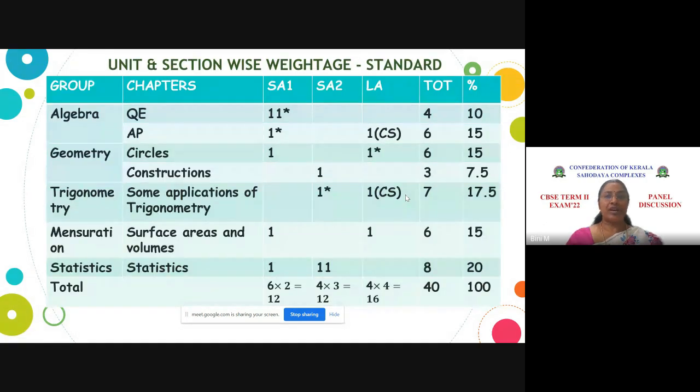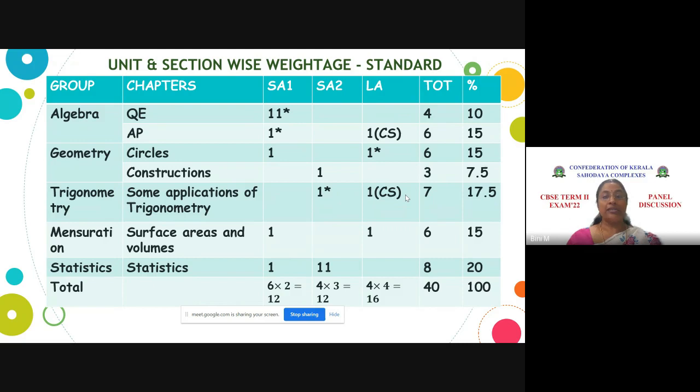Unit and section wise weightage, standard paper. You can see that quadratic equation, short answer 1, 2 questions are there. Out of them, 1 is an OR question. And total 4 marks, 2 plus 2, 4 marks. Arithmetic progression, short answer 1, only 1 question, 2 marks.